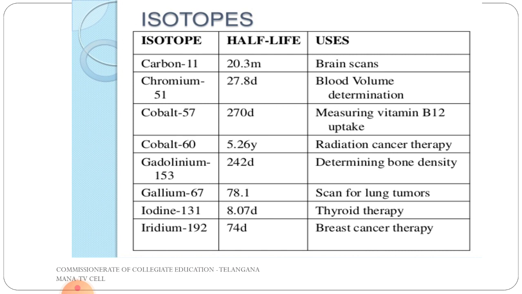Gadolinium 153, half-life 242 days, used to determine bone density. Gallium 67, half-life 78.1 days, used to scan lung tumors. Iodine 131, half-life 8.07 days, used for thyroid therapy. Iridium 192, half-life 74 days, used for breast cancer therapy.